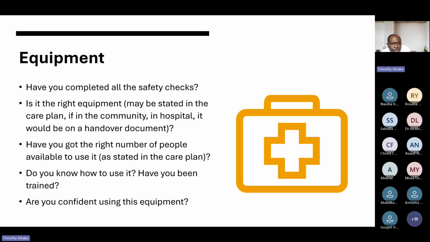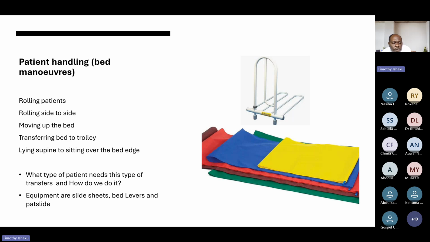And talking about equipment, I will sort of bring us to the different equipment that we will use in patient handling.